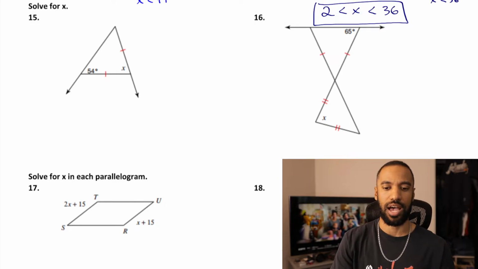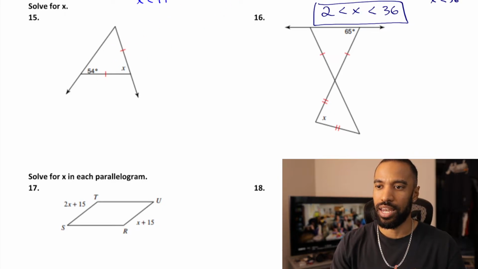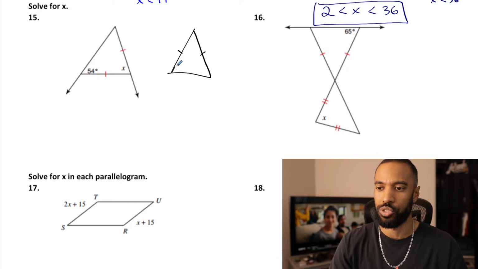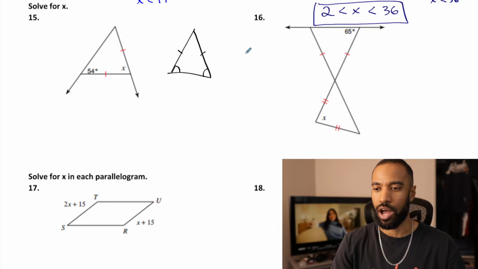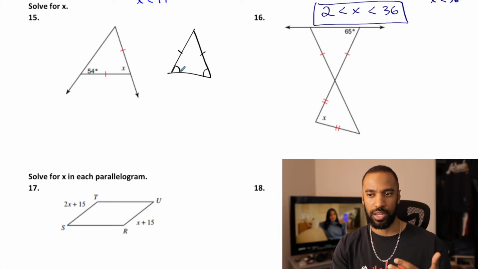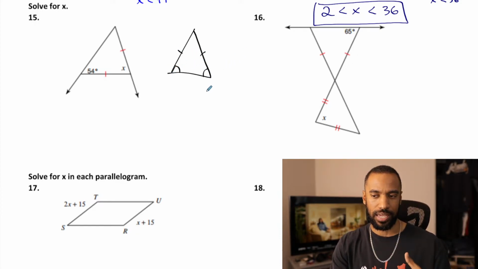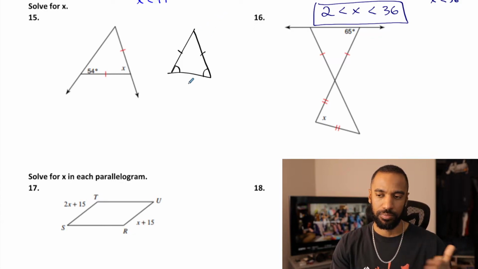Okay, number 15 and 16. We are dealing with isosceles triangles. An isosceles triangle is a triangle with not only 2 congruent sides, but also 2 congruent angles. Those angles are opposite those congruent sides. These would be known as base angles. This is known as a vertex angle. This is known as the base, and these are known as legs.